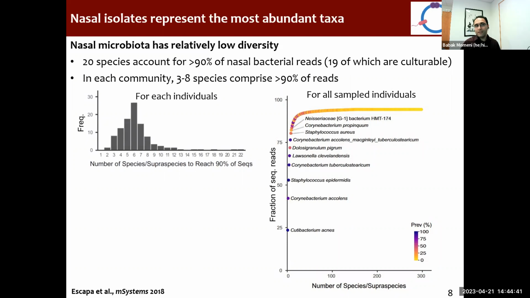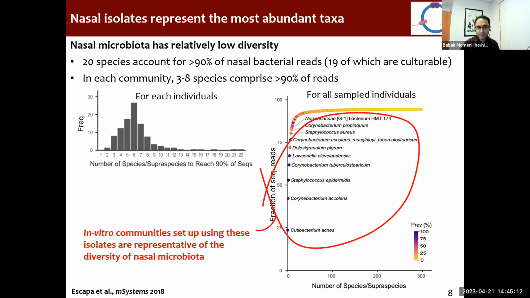Even if we look at the individual level, it's an even more striking picture that roughly 3 to 8 species account for the majority of reads for each individual. So what that's telling us is that each individual essentially has somewhere between 3 to 8 nasal species that account for the most important aspects of their function.